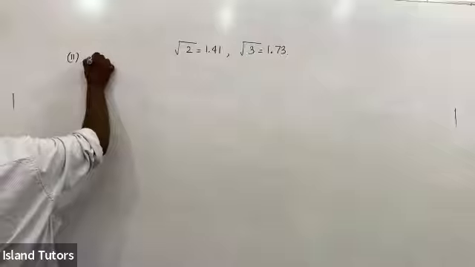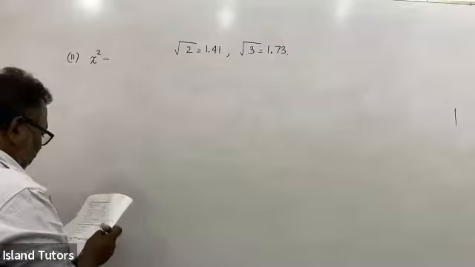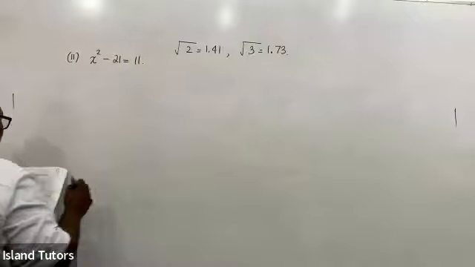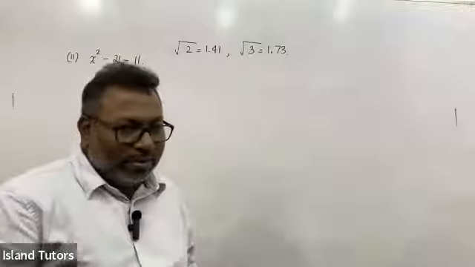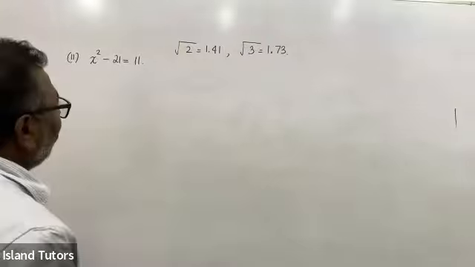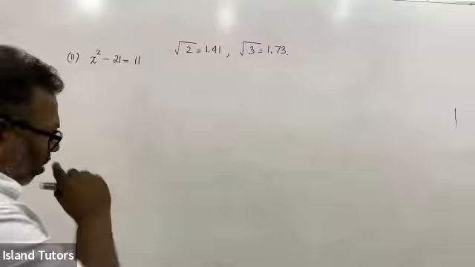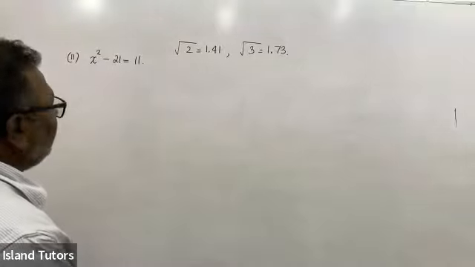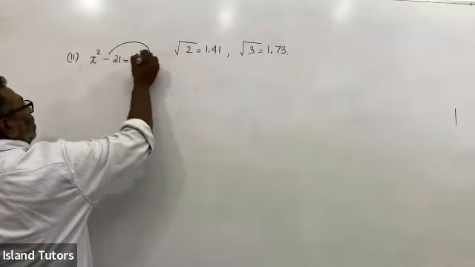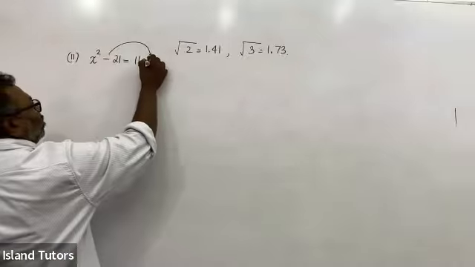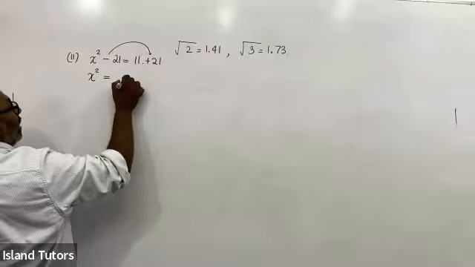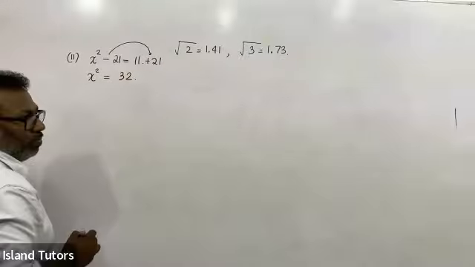Question number 2, x squared minus 21 is equal to 11. Right? So how are you going to find the factors of this? Right, so we need to find the values of x. So first what you do is you take the minus 21 to this side. So this becomes plus 21. So x squared is equal to 11 plus 21 is 32.